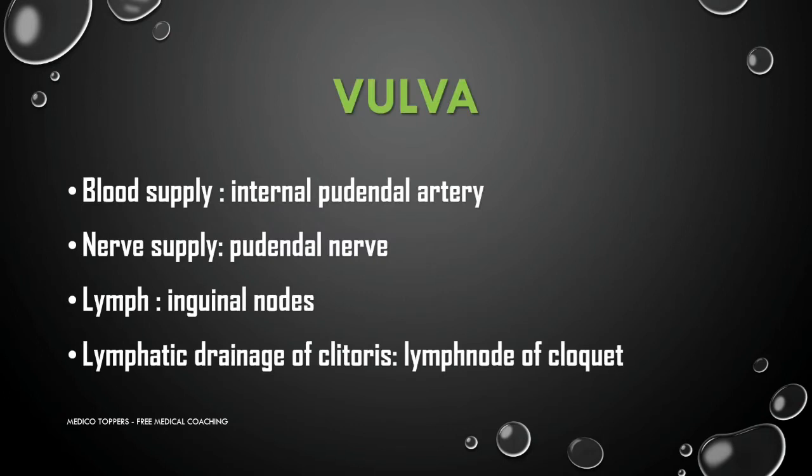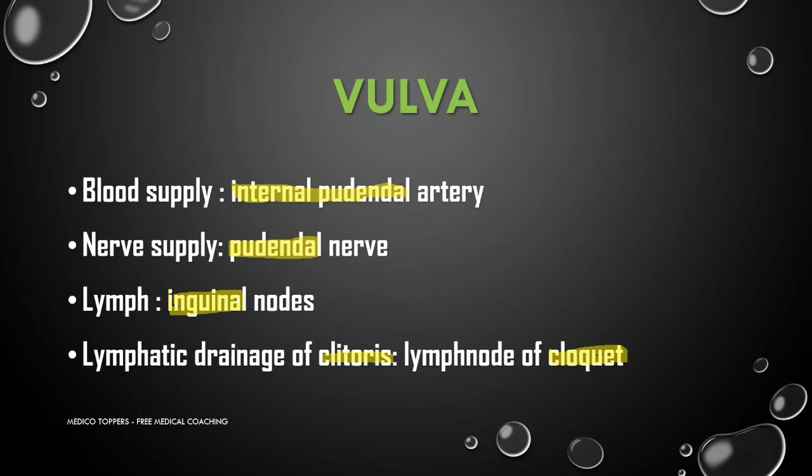Now, blood supply to the vulva is mainly by the internal pudendal artery, and nerve supply is from the pudendal nerve. So pudendal artery and pudendal nerve. Lymphatic drainage of vulva is to inguinal nodes. And the most important point, lymphatic drainage of clitoris is different from vulva, which is lymph node of Cloquet or Rosenmuller lymph node.